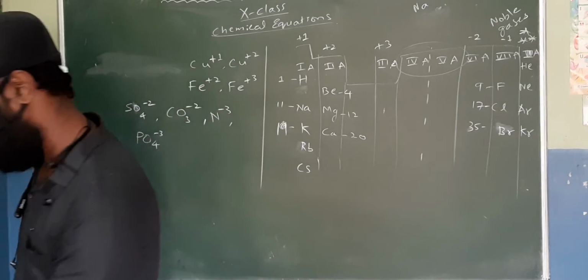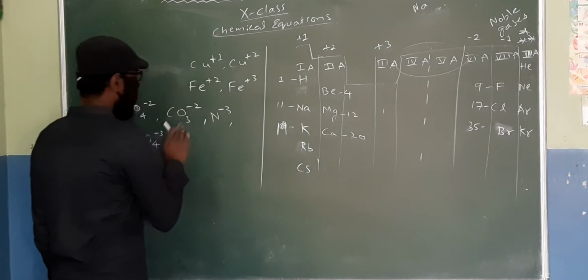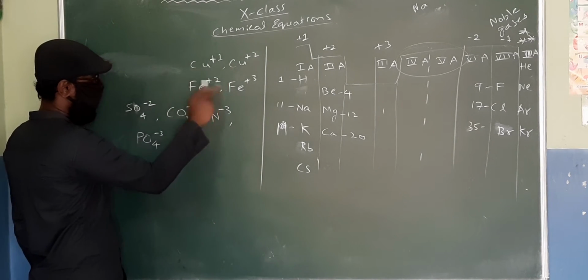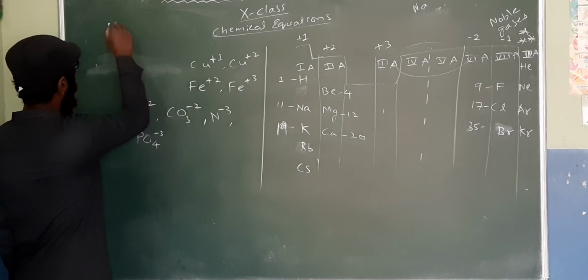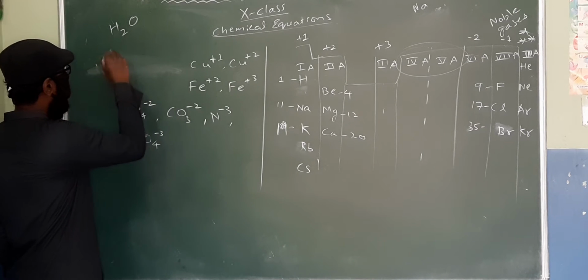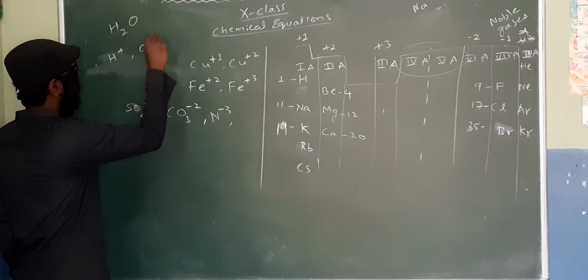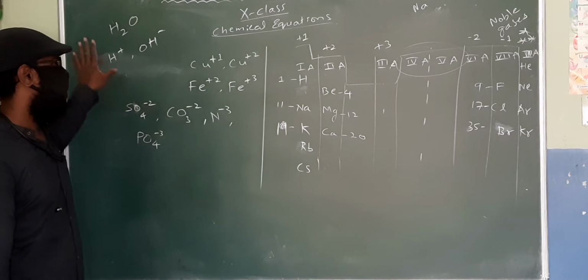And these are the few cations and anions that I have written. Among these, some are atoms and some are molecules also. So, for example, if you have a water molecule and you break it, you will get these two particles, H plus and OH minus. Now, how this happens, try to understand carefully.